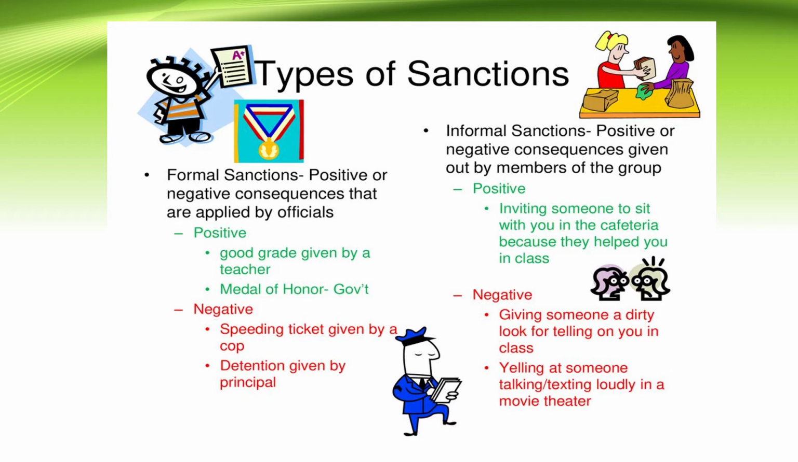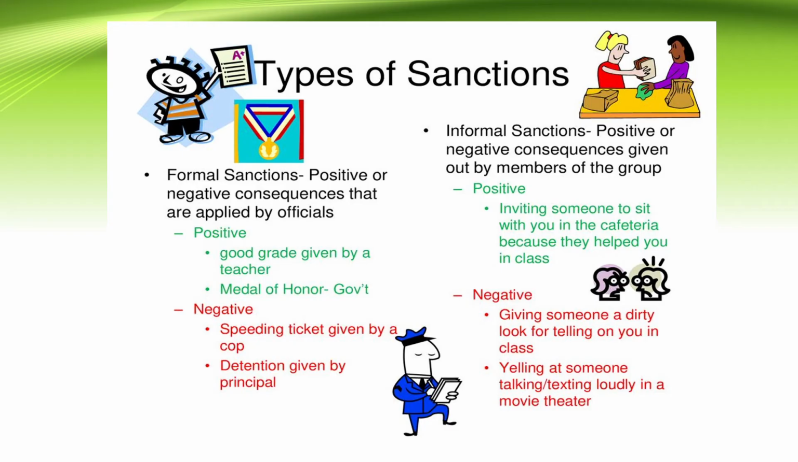Another example of a formal positive sanction is in our LGU, we are actually being given a certificate of recognition for passing our board exam. So our municipality is recognizing the good efforts and the exemplary model of these board passers through this certificate of recognition. And an example of a negative formal sanction is a speeding ticket given by a cop or a police officer, and detention given by a principal. Another example is incarceration for those who committed crimes.